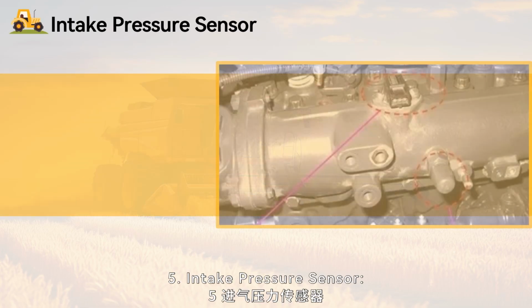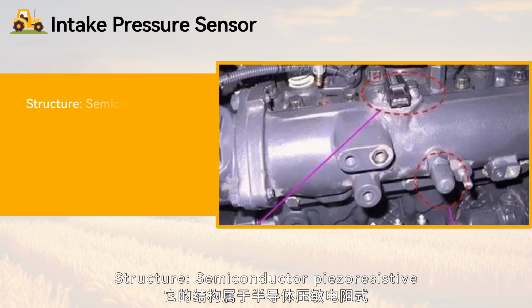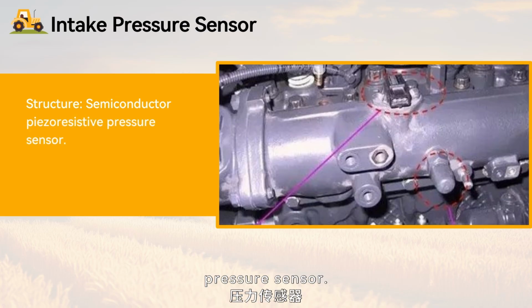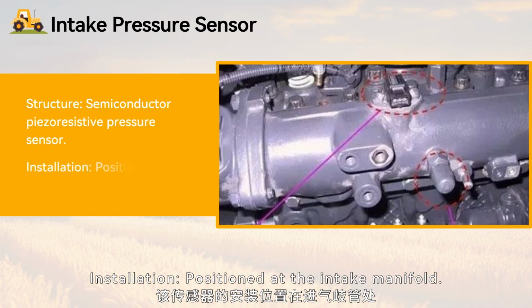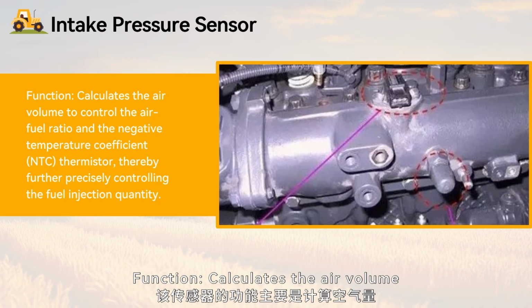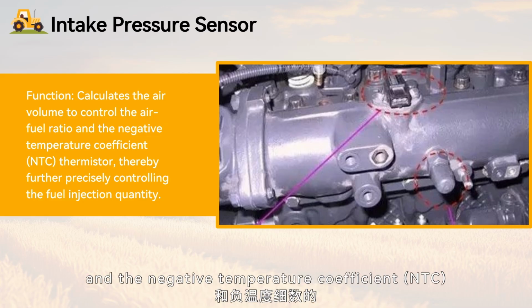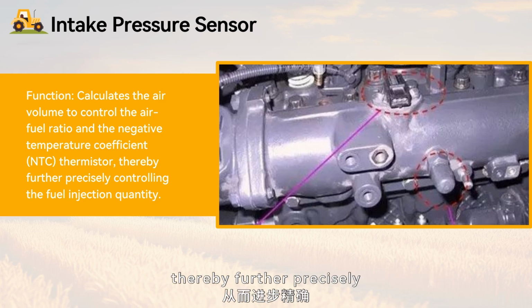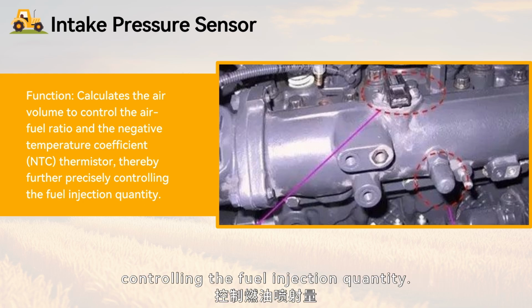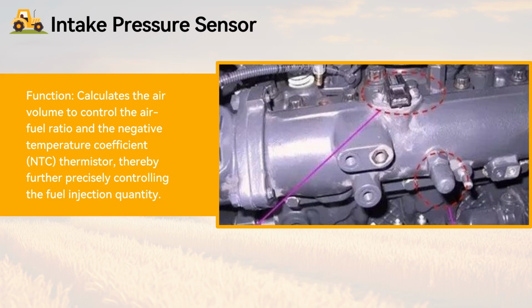5. Intake pressure sensor. Structure: semiconductor piezoresistive pressure sensor. Installation: positioned at the intake manifold. Function: calculates the air volume to control the air-fuel ratio and the negative temperature coefficient (NTC) thermistor, thereby further precisely controlling the fuel injection quantity.